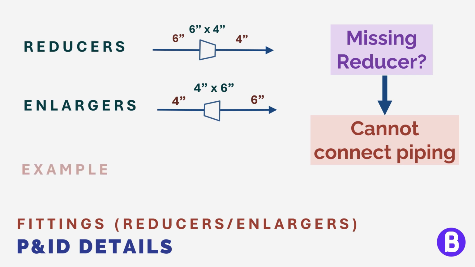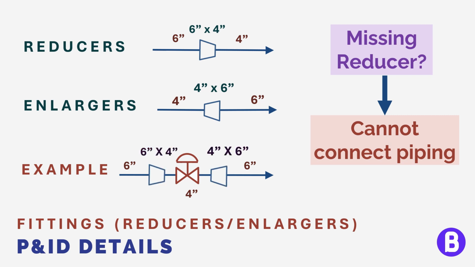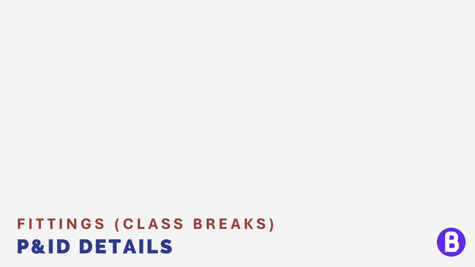A common example is connecting a control valve to a pipe, as in most cases the size of the control valve is smaller than the size of the pipe. So we shall need a reducer at the valve inlet and an enlarger at the valve outlet. So we have seen that reducers and enlargers connect pipes with different sizes.